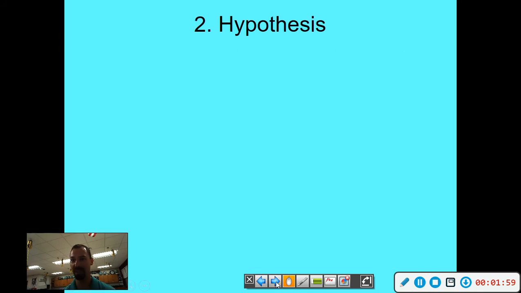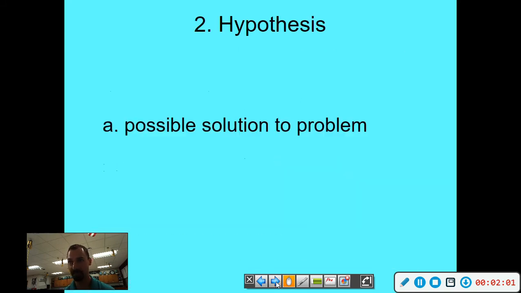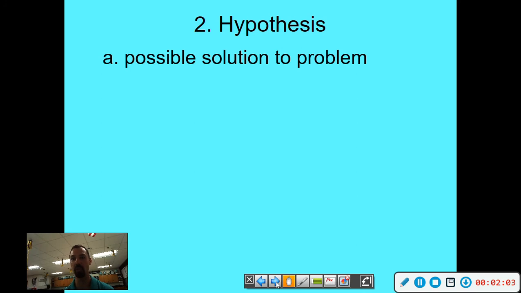Okay, hypothesis. So after you design your experiment or ask the question, you have to have a possible solution. That's what the hypothesis is. Does it have to be correct? Nope. All right, and that's what an experiment is all about. So it must be testable though. So it has to be realistic. You can't just kind of throw a random thing out there that you won't be able to test.